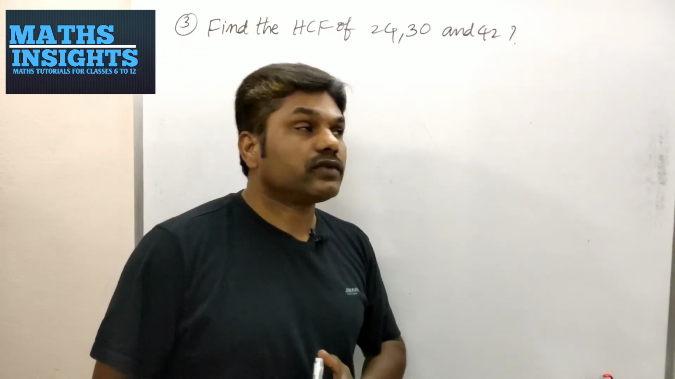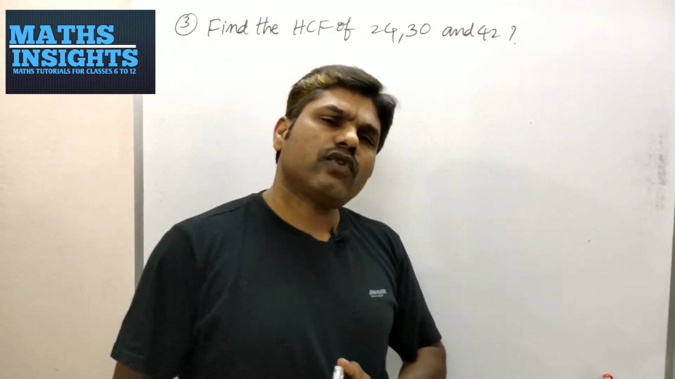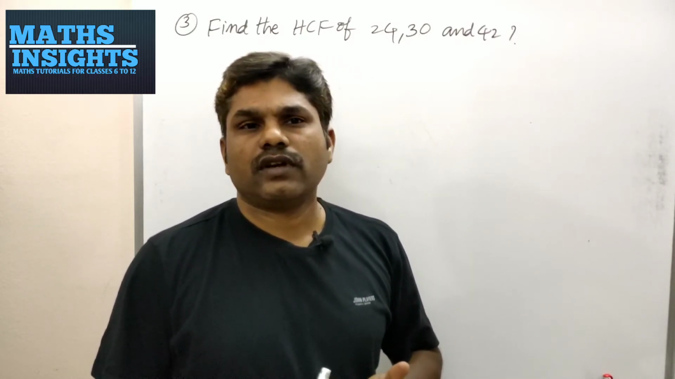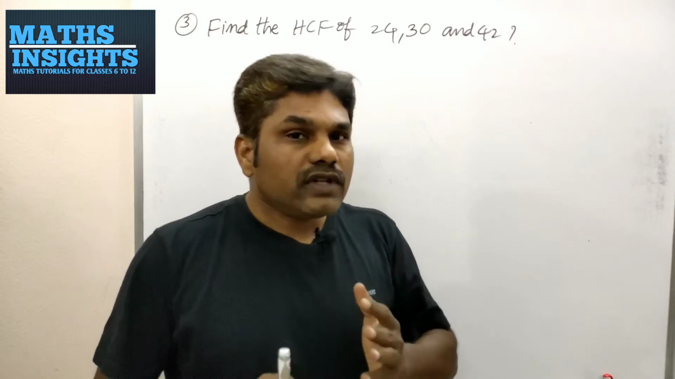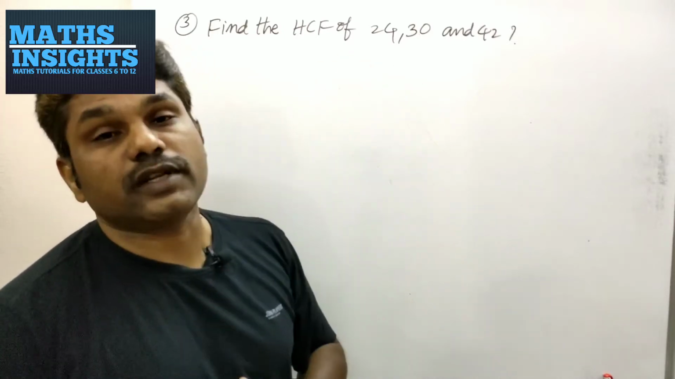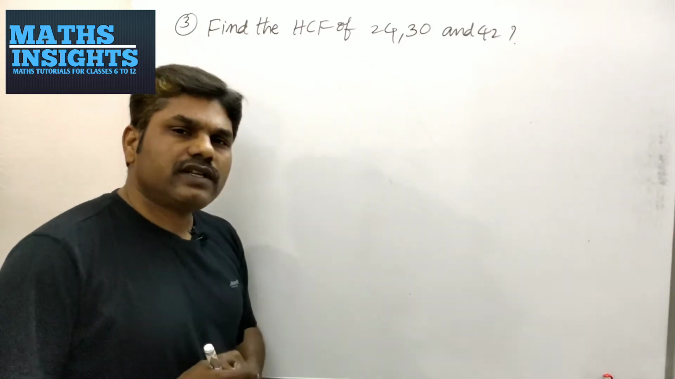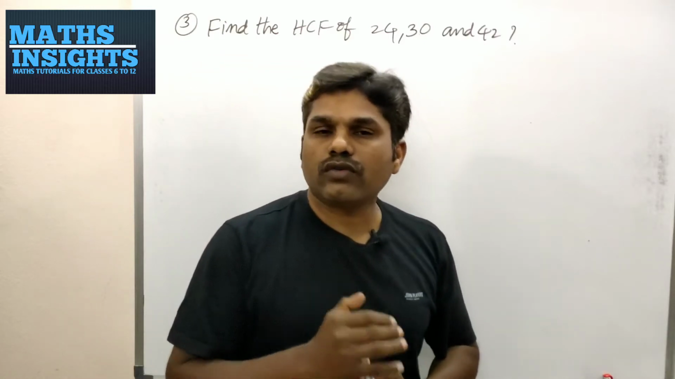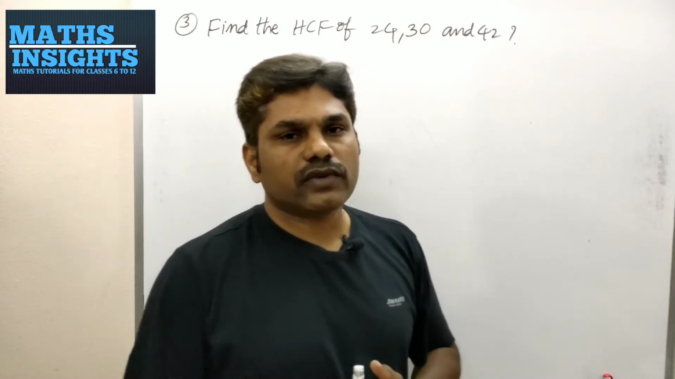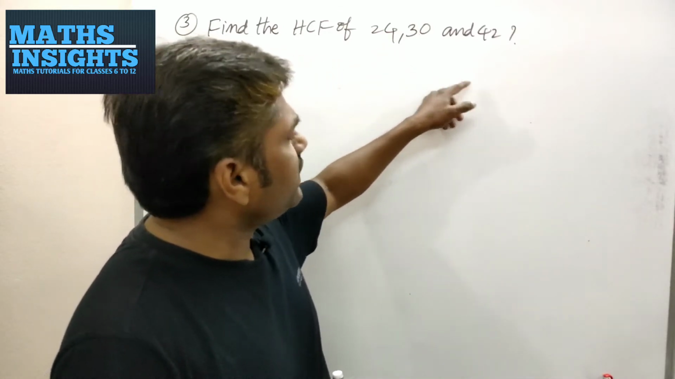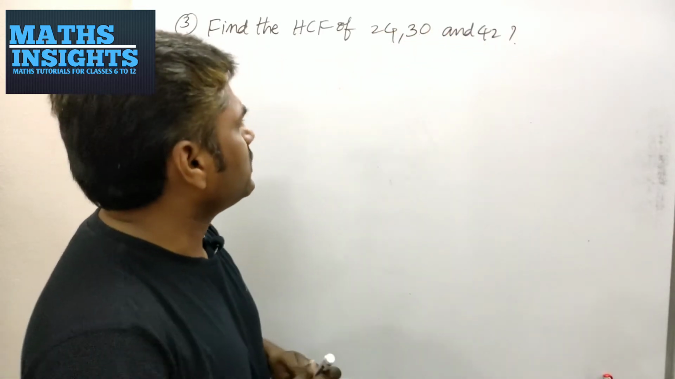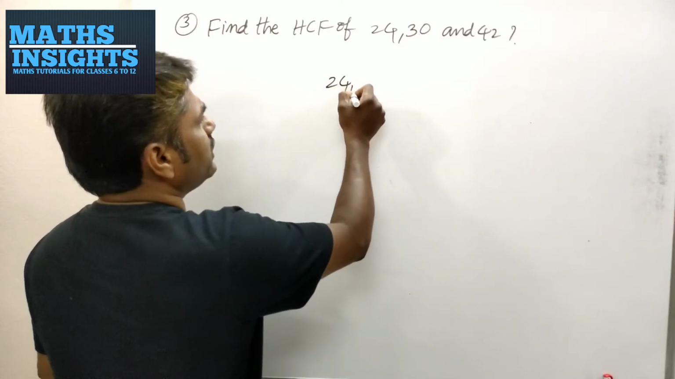To find the HCF of these three numbers, you may follow either the prime factorization method or the division method. After these two, I will say the shorter approach. See, it is easy to follow the division method. To find the HCF of any two numbers, you may take any two numbers among these three. I will take the first two numbers, that is 24 and 30.